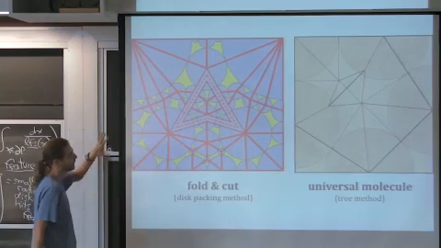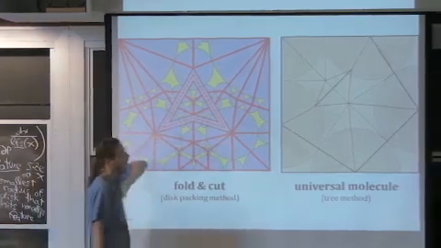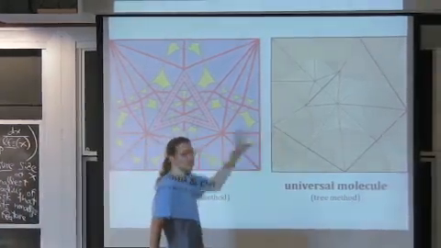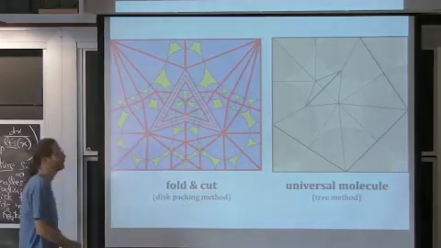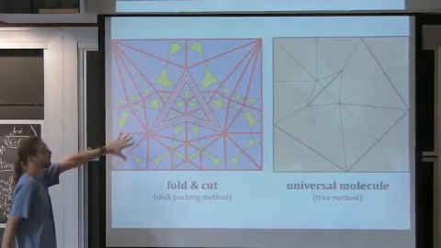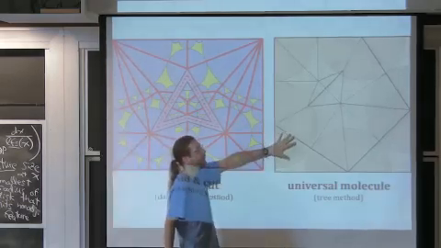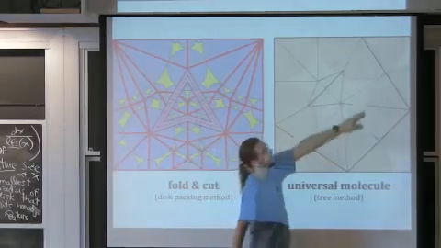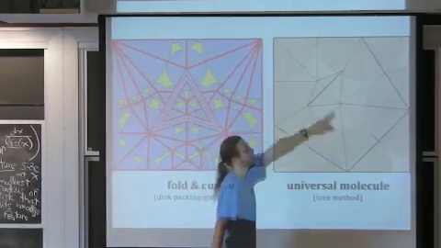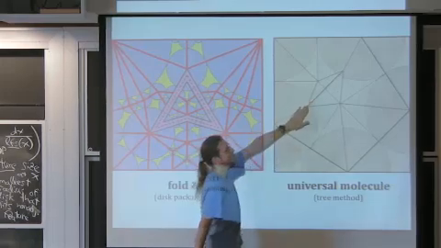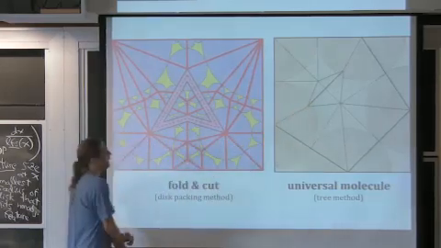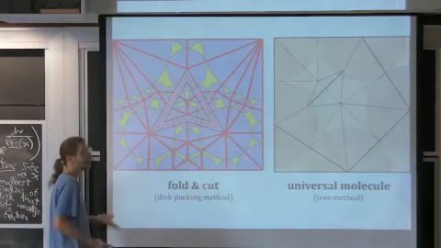So first, let's compare the disk packing method, which we just talked about, to the tree method. Both of them use universal molecules. This one only uses universal molecules for triangles and quads. We know in general the universal molecule works for any convex polygon. This is an example of a pentagon, and it works. It has a gusset to get the tree lengths right. Here we use gussets to get the tree lengths right.